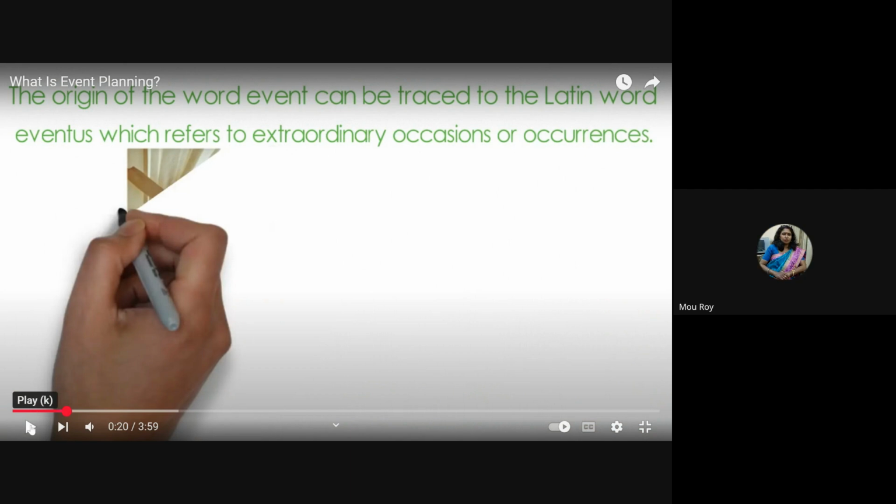The word event is traced from the Latin word eventus, which refers to extraordinary occasions or occurrences. Suppose a ring ceremony, an engagement, you have a different theme, and again for the marriage, at the wedding, you have a different theme. So basically when you start event planning, how it should go on.